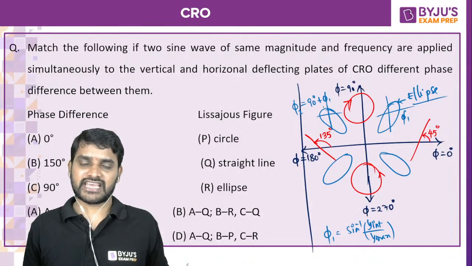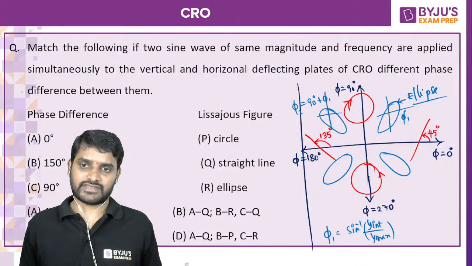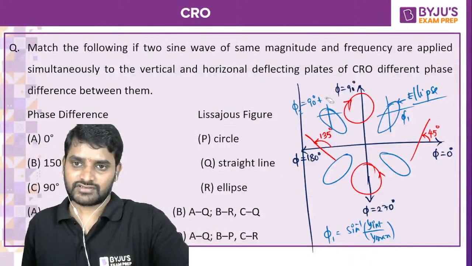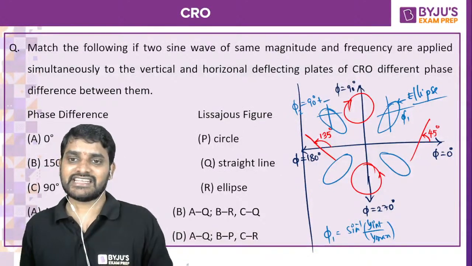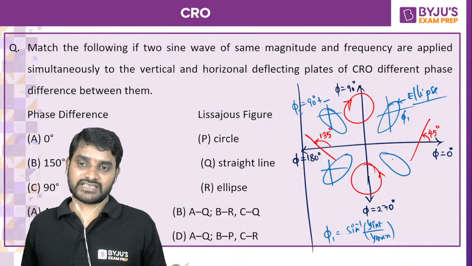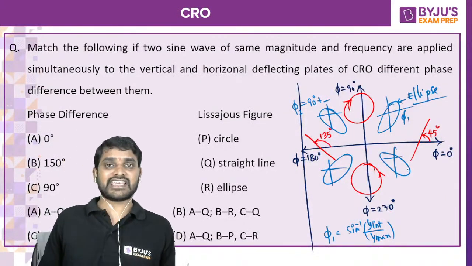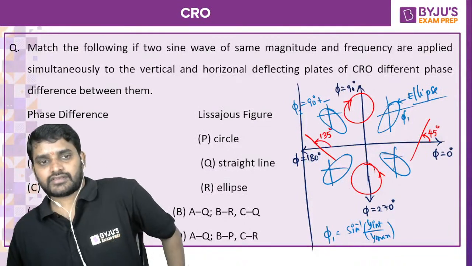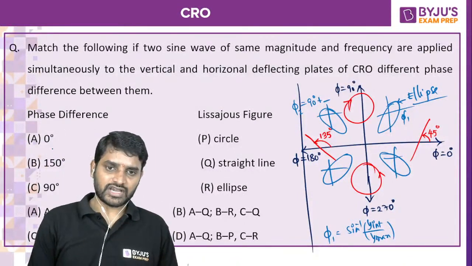90 plus phi 1, sine inverse of y intersection by y maximum. That phi 1 you cannot write, you should not write the same formula, I am saying. 90 plus. Here phi 3, in this third quadrant, it will be 180 plus. In the fourth quadrant you can write it as minus sine inverse. So 0 degrees you are going to get a straight line.